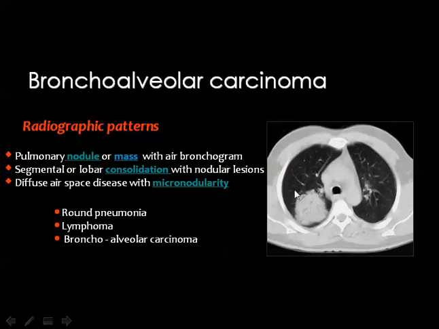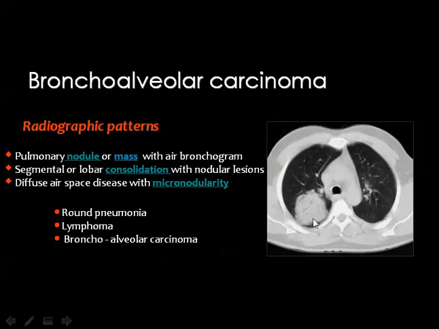If you see a mass in the lung or a nodule in the lung, you know the mass is more than 3 centimeters, the nodule is less than 3 centimeters. And through the mass, you got air bronchogram. Then the differential is one of three: either round pneumonia or lymphoma or alveolar carcinoma. Round pneumonia is common in the pediatric age group. Then you are left with lymphoma and alveolar cell carcinoma if the patient is adult.